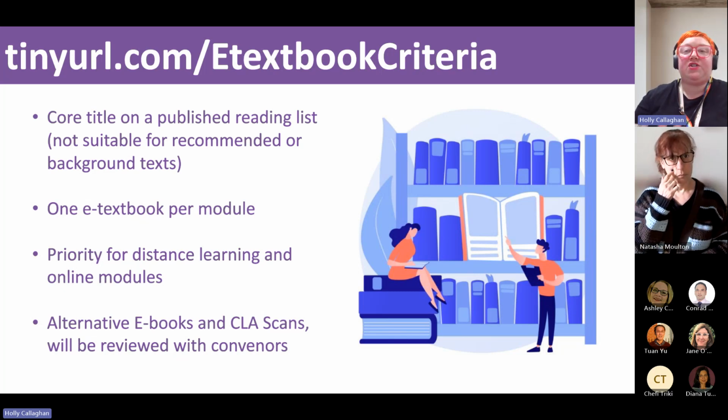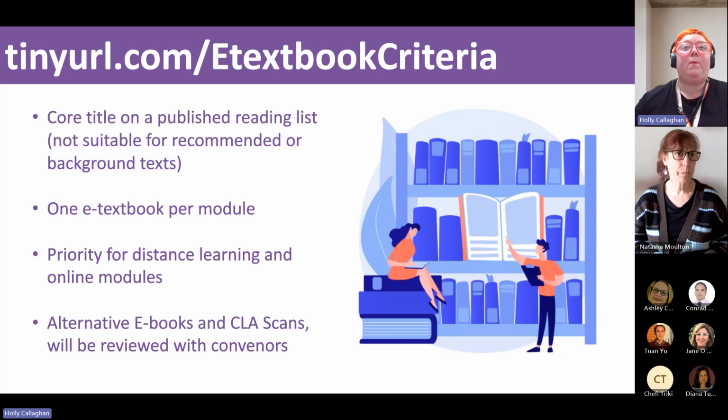And just to reiterate what we're prioritising. E-textbooks will be prioritised for anything that is identified as a core title on a reading list. E-textbooks aren't really appropriate for things like recommended reading or background reading, for example. We're also aiming towards the idea of one e-textbook per module. And again, just want to clarify that one e-textbook per module doesn't mean that you cannot have other ebooks on your module reading list as well.